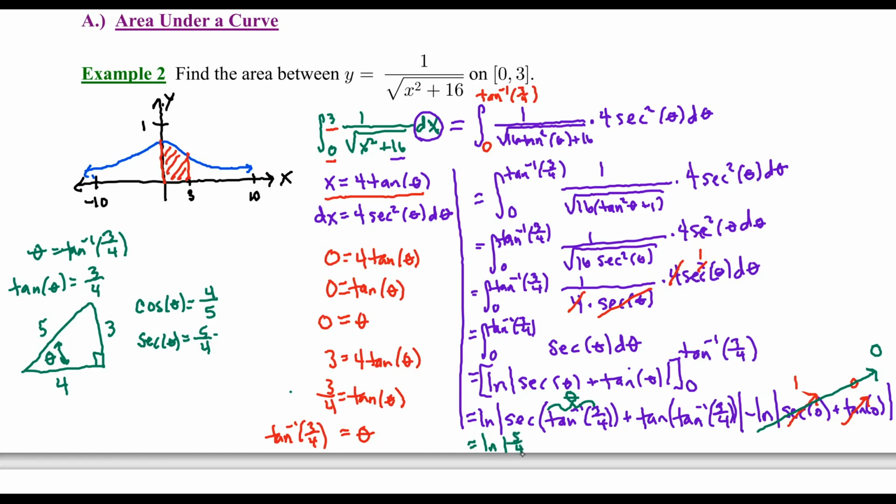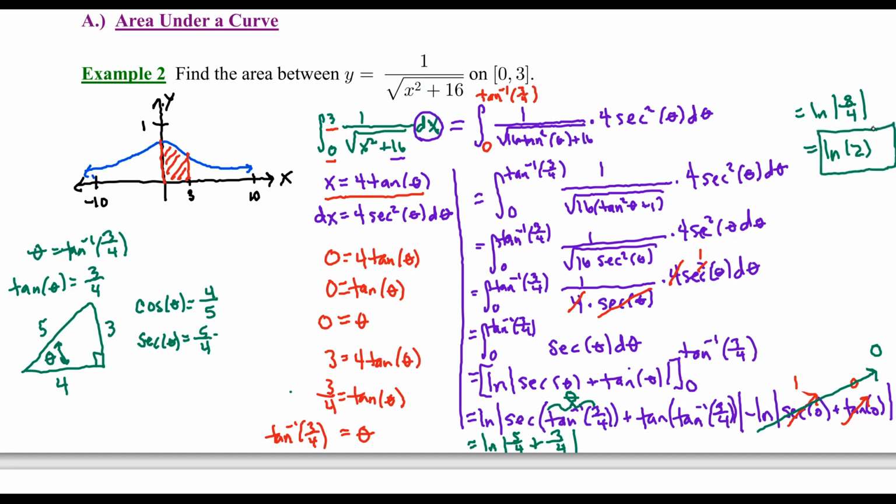And the next term's a little easier. Tangent of inverse tangent of 3/4. Tangent and inverse tangent are inverse functions, so you don't get anywhere when you apply two inverse functions successively. So we have natural log of 5/4 plus 3/4. Or we could say altogether natural log of the absolute value of 8 over 4. 8 over 4, of course, reduces to 2. And because 2 is positive, the absolute value bars are not necessary, so we can drop those.